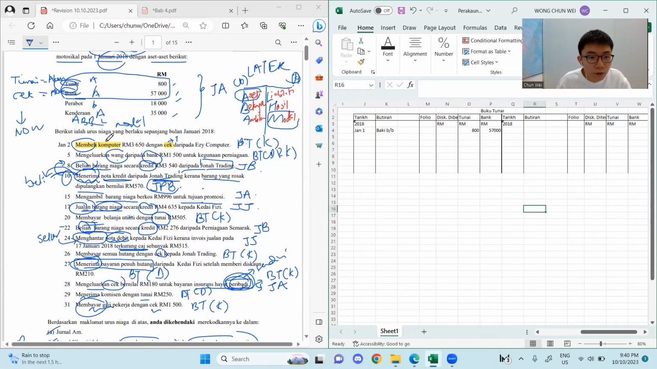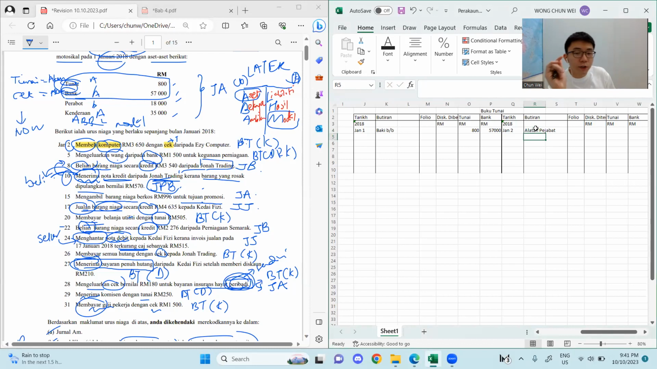Okay, then after that, continue. What do we have left? Okay, yeah. On this January 2nd, when we buy computer, I said put it into buku tunai because it's beli, so it's on the credit side. I put a K, very simple. January 2nd. You bought a computer, but you don't have the account computer. What account do you have? We have account alatan pejabat.